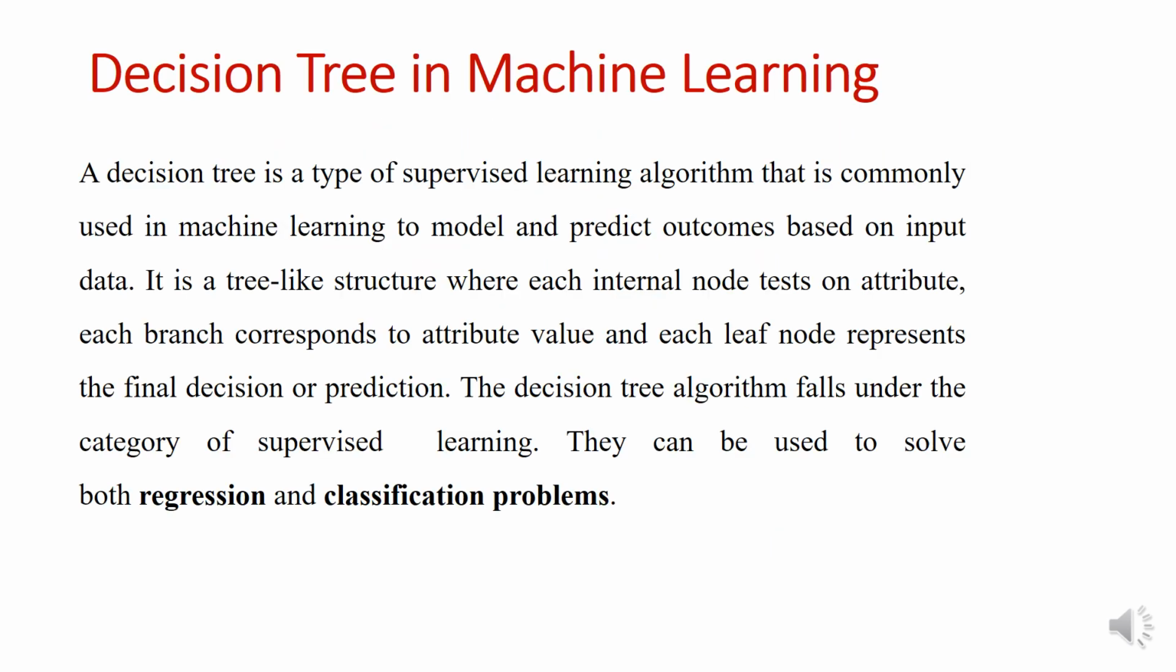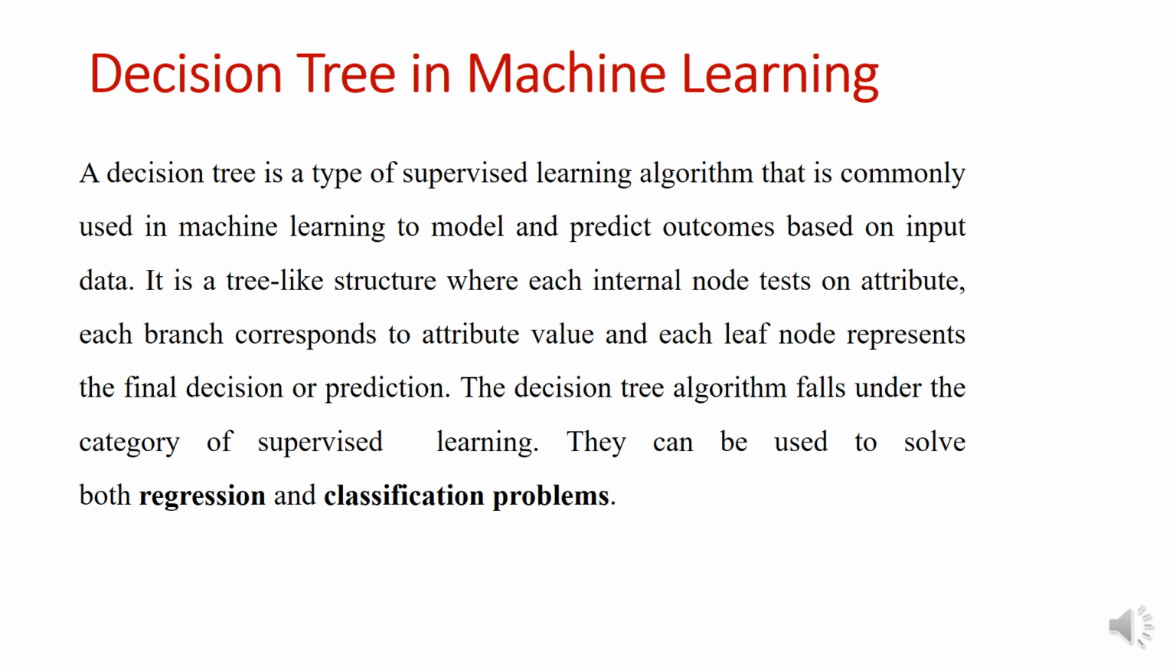So as we all know, this is the third module we are discussing, that is the decision tree. The decision tree learning model is one of the most popular supervised predictive learning models which classifies data instances with high accuracy and consistency. A decision tree is a type of supervised learning algorithm that is commonly used in machine learning to model and predict outcomes based on input data.